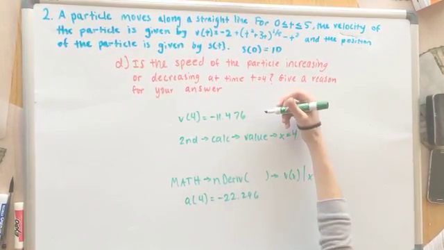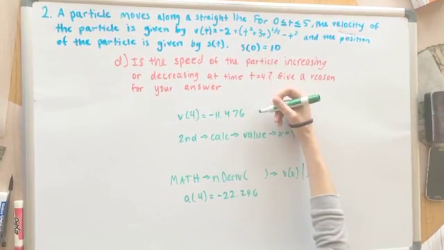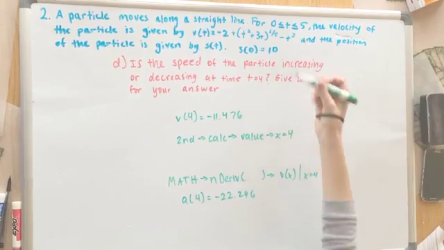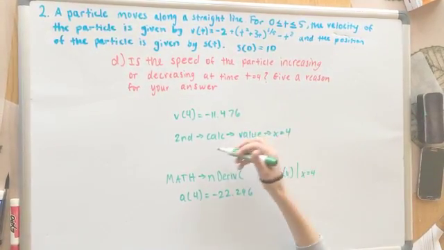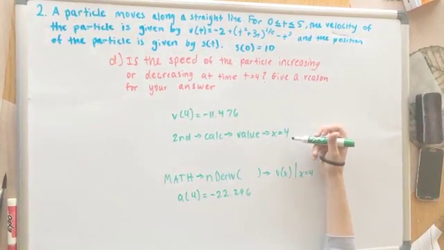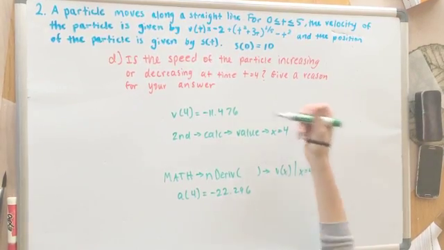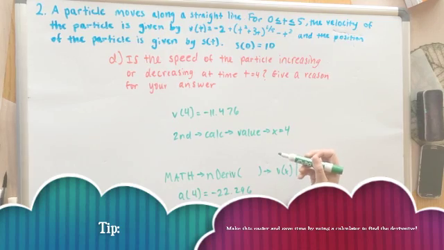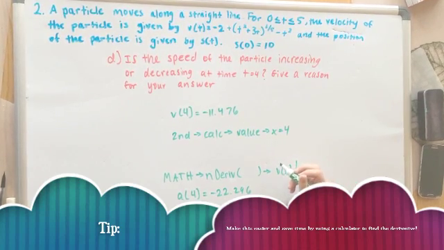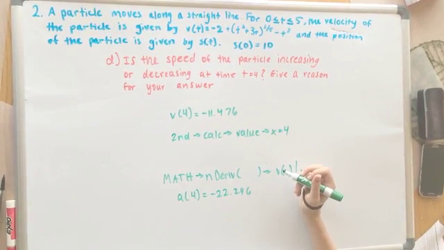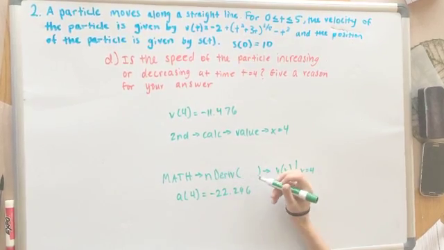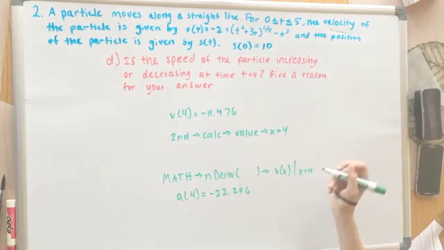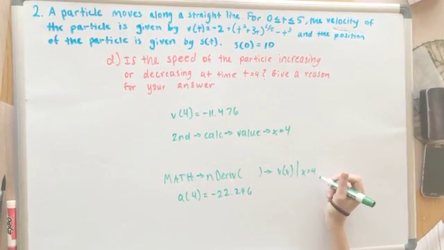So v of 4 equals -11.476, and you get this from the calculator. You can graph the velocity function from the original problem, then go to 2nd calc value and plug in x equals 4 to find this y value. Then to get the acceleration, we take the derivative of the velocity, and you can also do this on the TI-84 calculator by pressing math and deriv and then typing in the velocity function from the original problem at x equals 4.